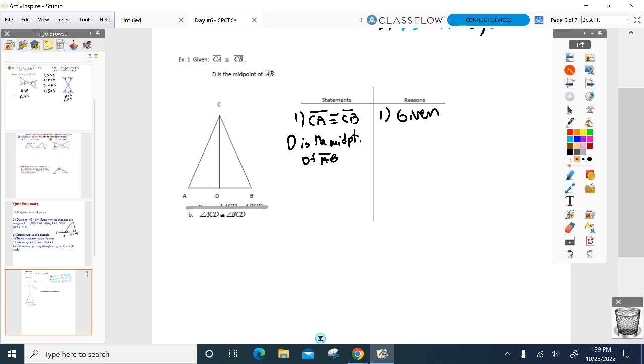Given, when I mark them. Okay. Looks like I gave you a pair of sides in the givens and that's it. So I need two other people to tell me something else that's true about these sides and angles.